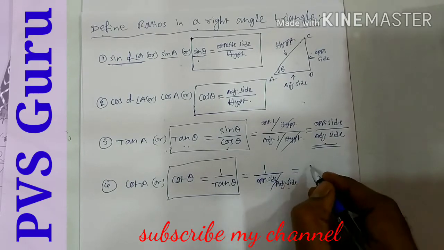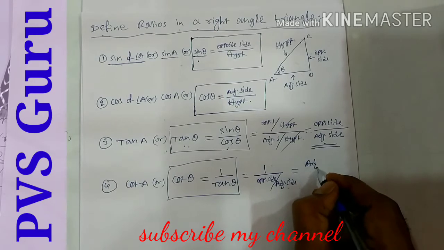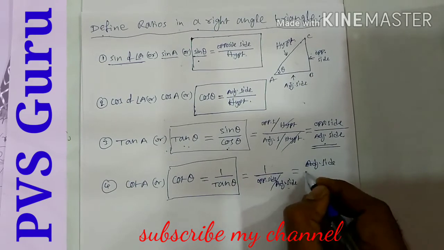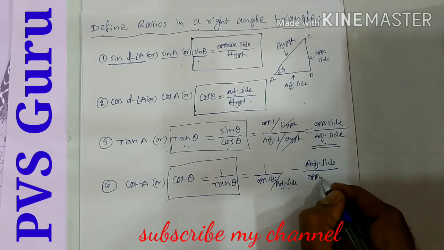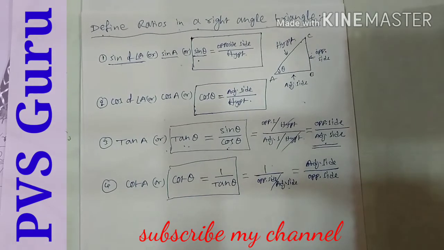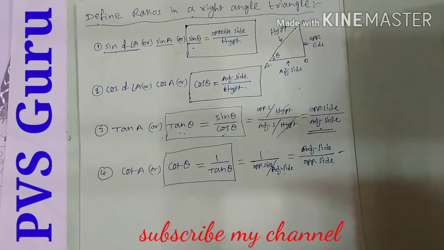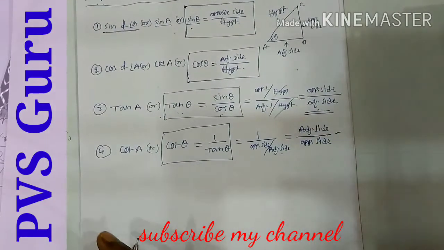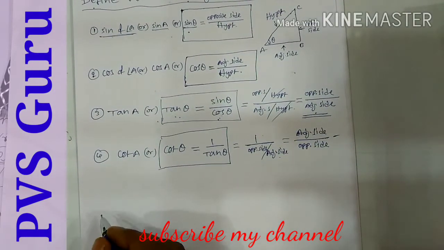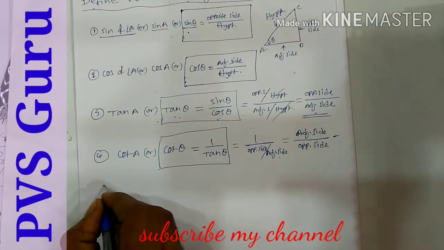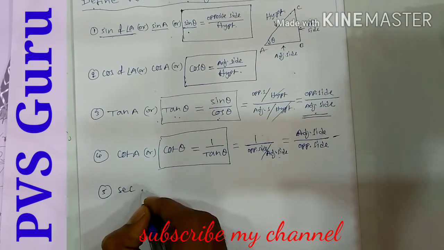So this take into numerator, what happens? Adjacent side by opposite side. Okay, so this is the tan formula, cot formula. Tan, cot is opposite to each other. Now fifth one, secant theta.